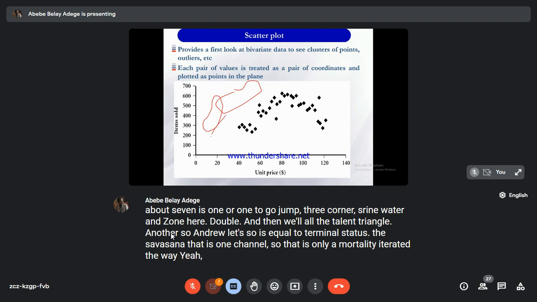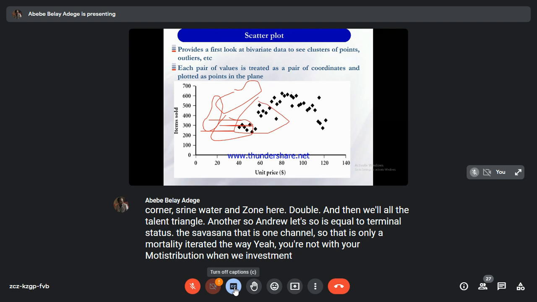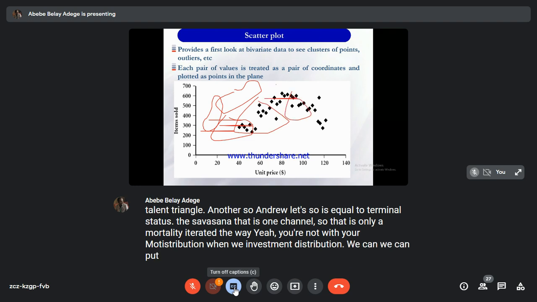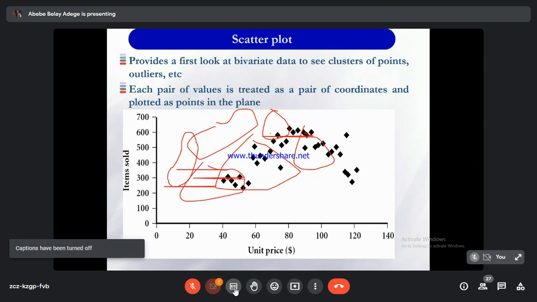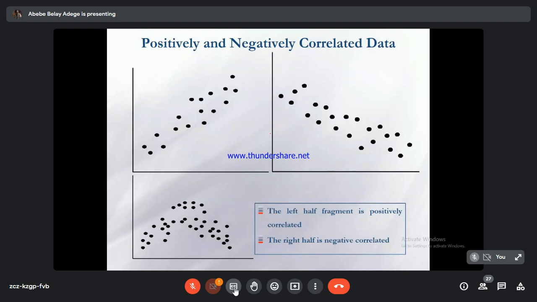We can put where the highest number of investors is. Are they highly scattered in Shewa or East Gojam or North Gondar or Central Gondar or West Gondar, or where is the majority of the scattering? So we have to put it very clearly.